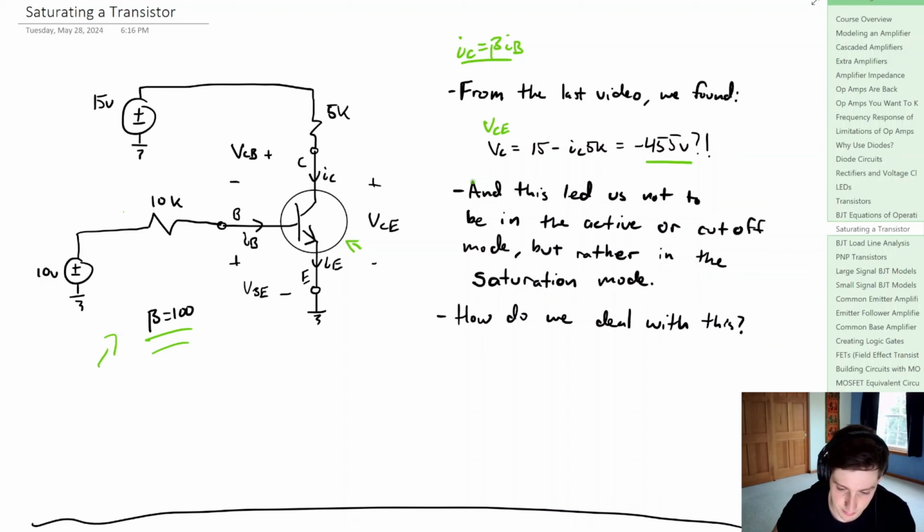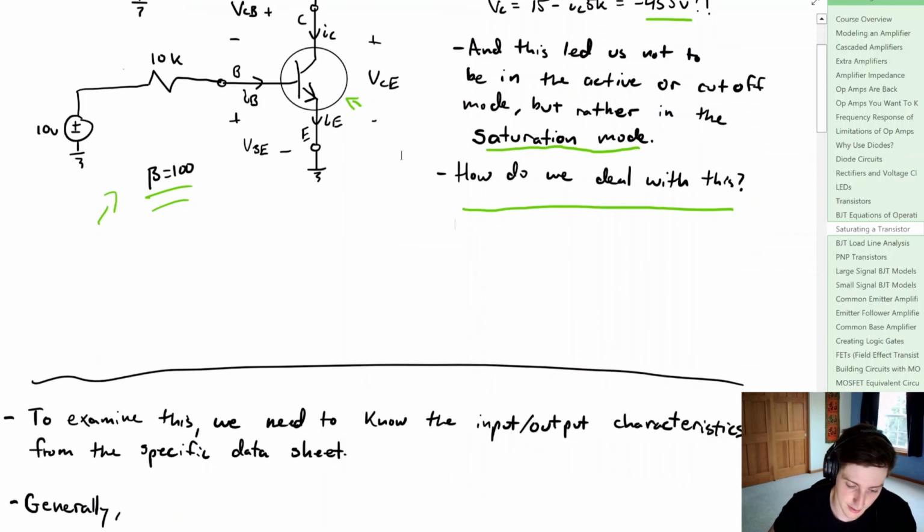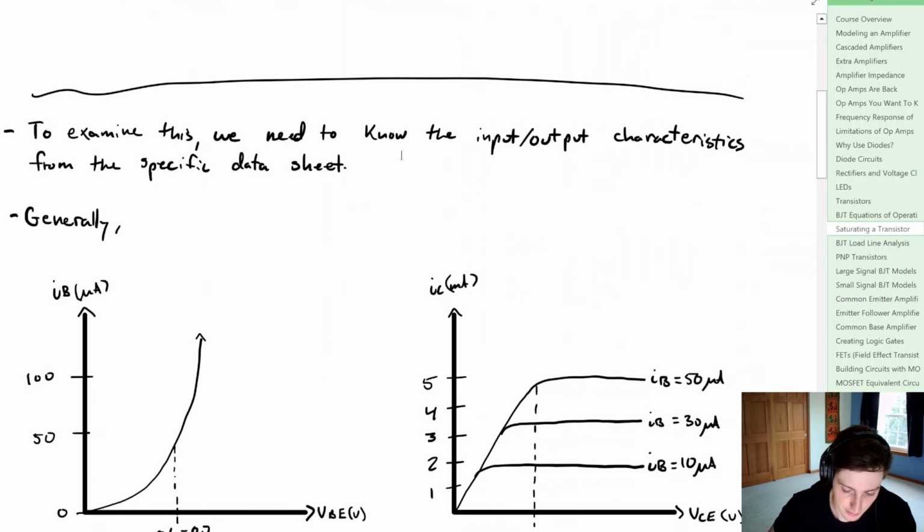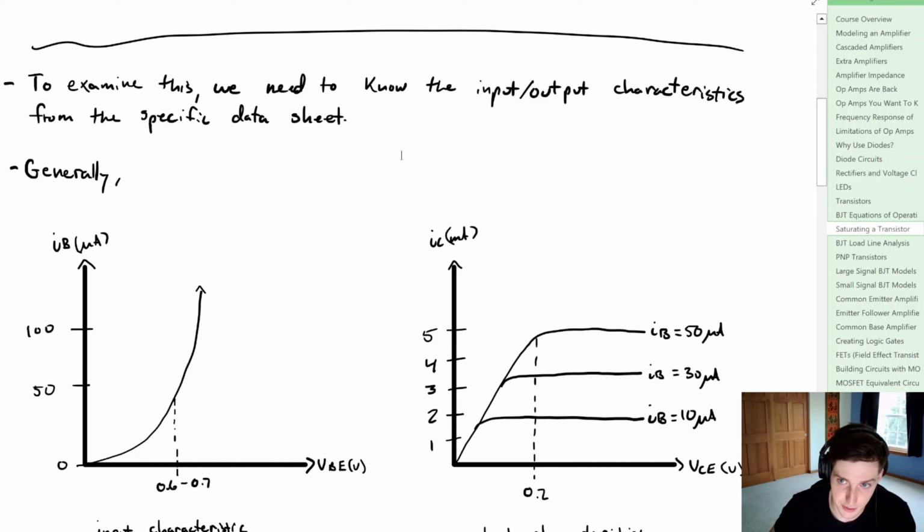Does not make sense. And this led us to the realization that we're not in the active mode or the cutoff mode, but perhaps we're in the saturation mode. So if we determine that we're in the saturation mode, well, how do we deal with it? And to that, we need to examine a few things. And those will be the input and output characteristics from the datasheet of the BJT.